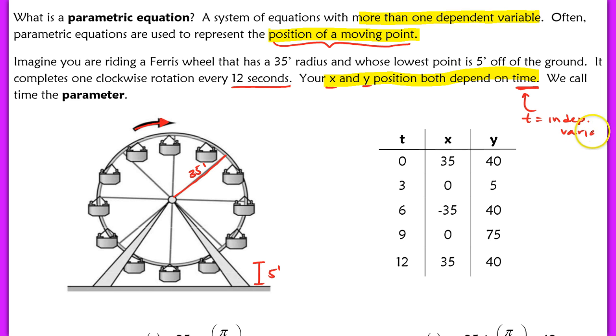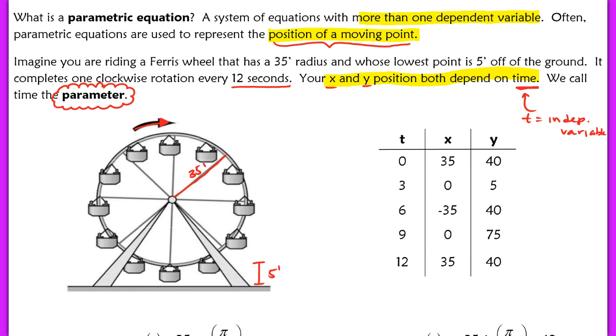A lot of times we're going to use time as our independent variable. It doesn't always have to be, but in our book it uses time pretty much exclusively. Now we call time the parameter. So the parameter is the variable that relates both equations. So it's relating the x and the y position in terms of time.